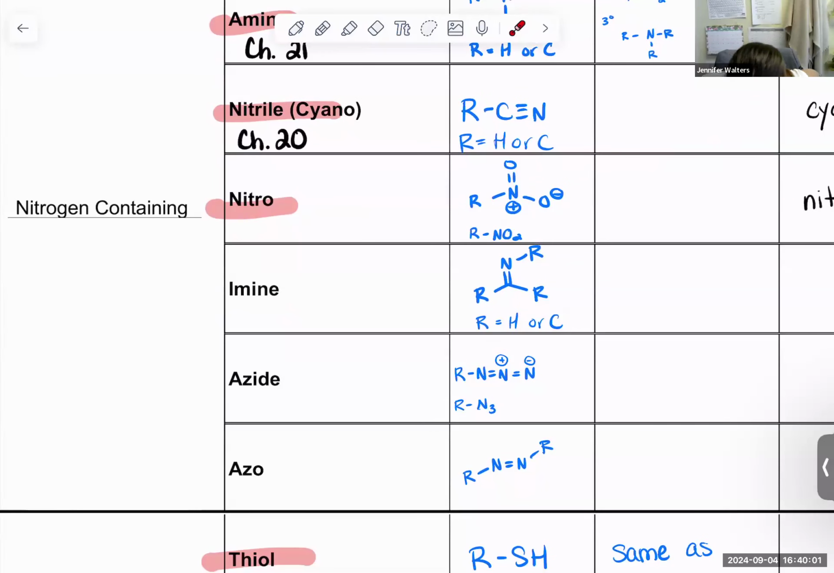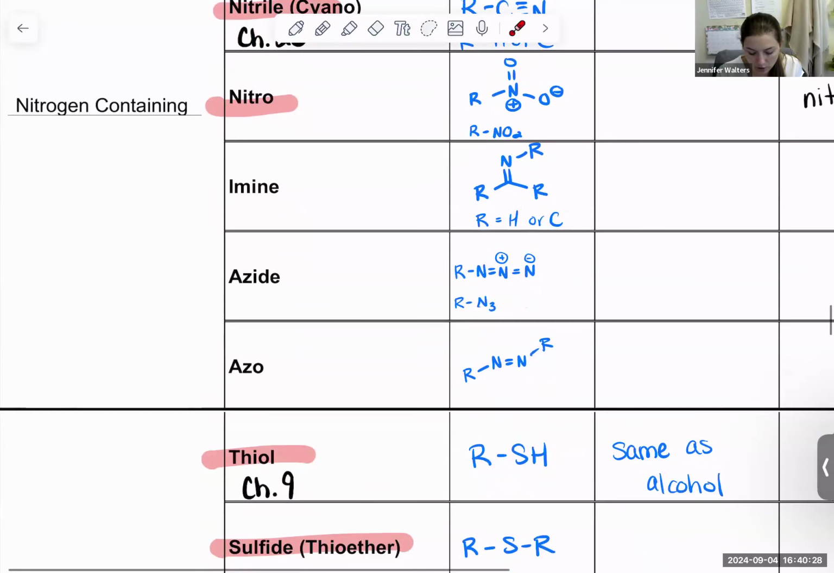The nitrogen variant of our aldehydes and ketones are the imines. So that's where nitrogen has replaced the oxygen. And so you get a carbon-nitrogen double bond. Azides are going to be where you have 3 nitrogens all connected to each other with double bonds on each one. They get abbreviated N3. Azo is where you have nitrogen-nitrogen double bond and R groups coming off either end. Those are azo groups.